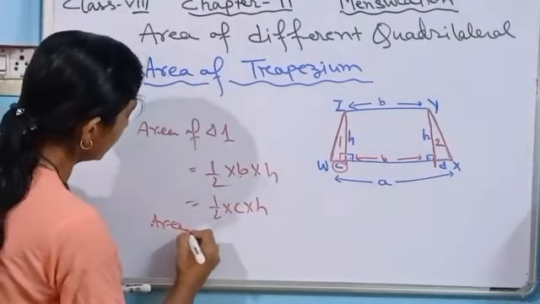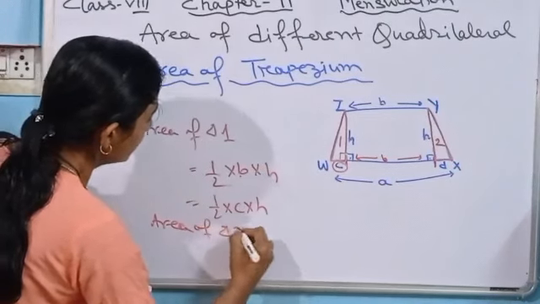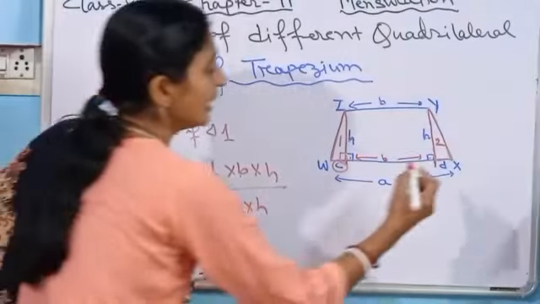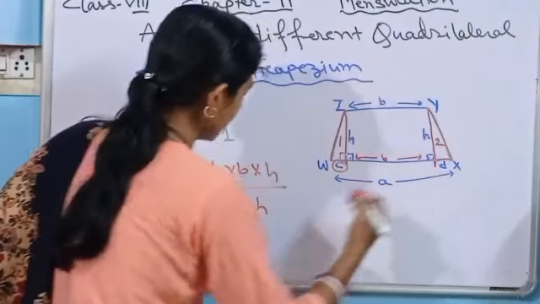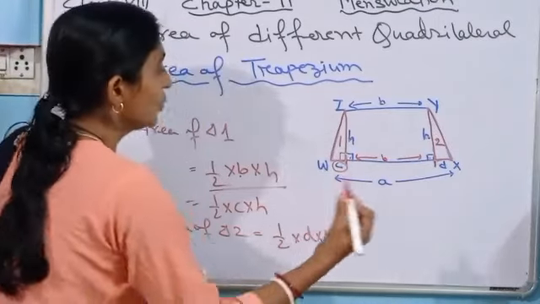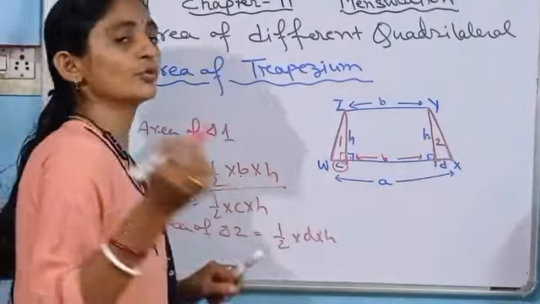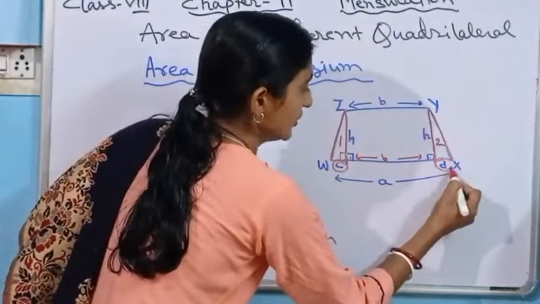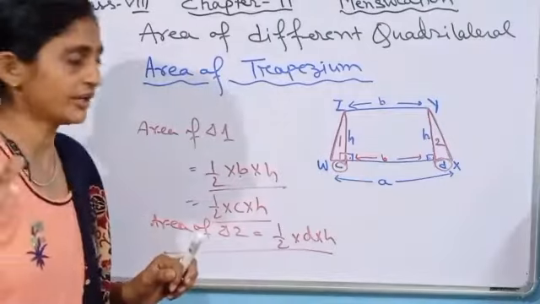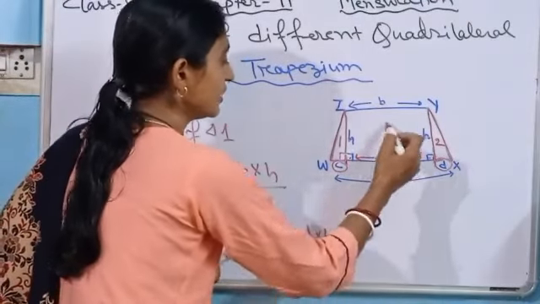Now come to the area of triangle 2. Here again I will follow the same formula, and the length of the base has been given as D. So I will write half into D into H. So I have got the areas of the two triangles. Here the base was given as D. Now what is the formula for the area of a rectangle?